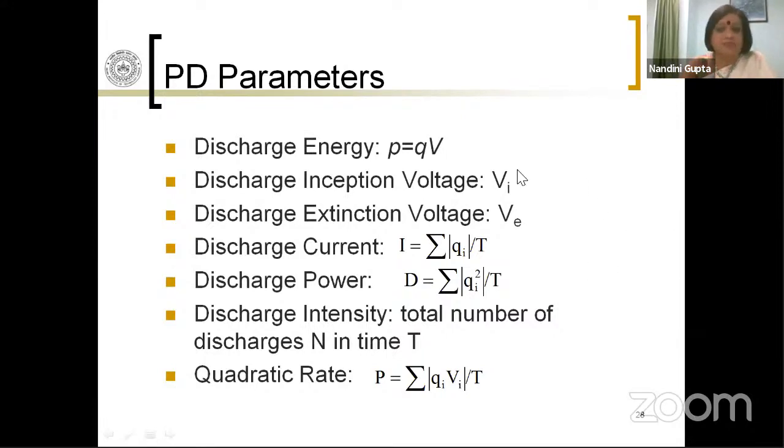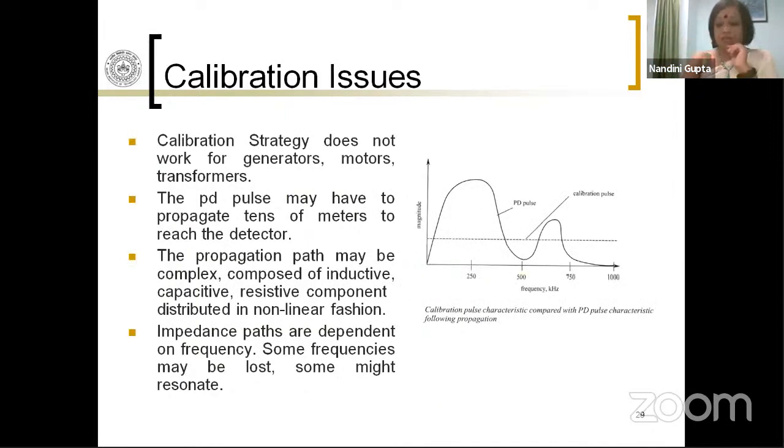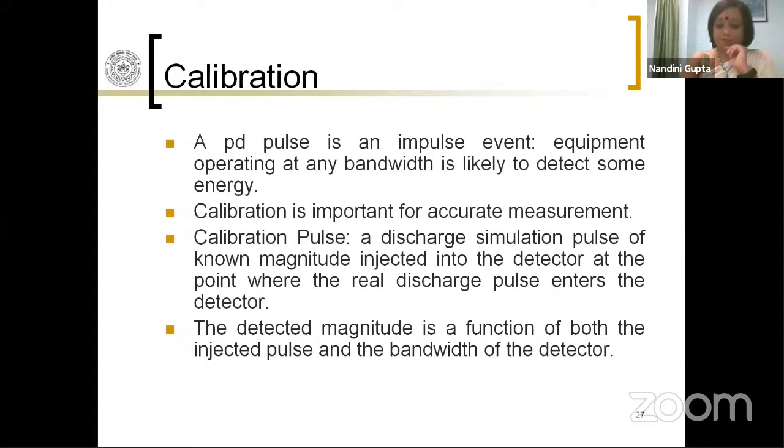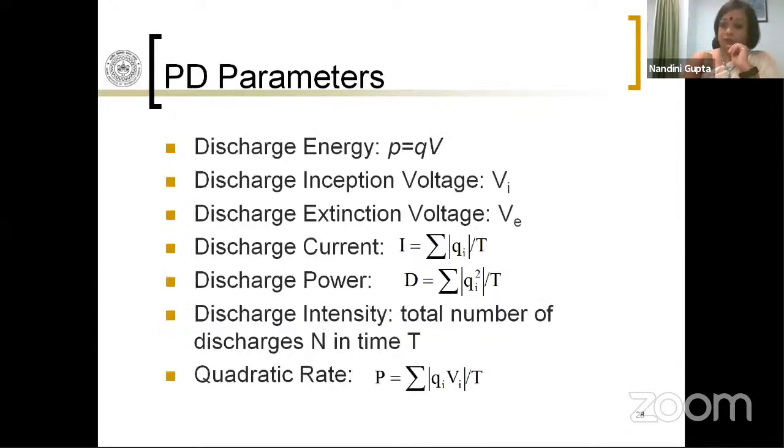Now, you would ordinarily expect that the discharge inception voltage would be equal to the discharge extinction voltage, but that is not necessarily true. We often see that VI is much greater than VE, and that is because the energy required to cause the PD to incept is generally higher, whereas to keep a PD going once it is already there, you might need lower voltages, and therefore the extinction voltage might be less than the inception voltage.